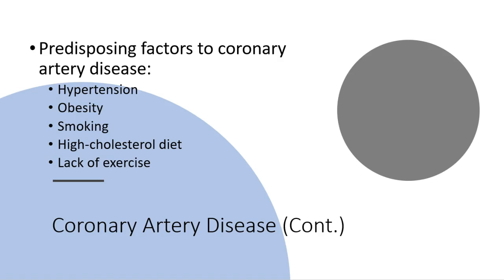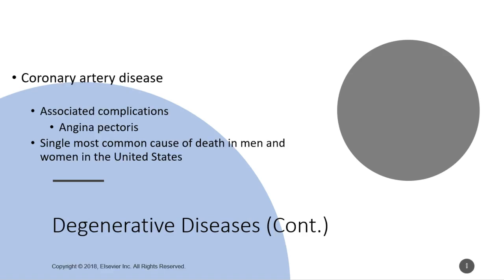The most common cause is atherosclerosis, which is fatty deposit material on the inner lumen. It results in oxygen deprivation of the myocardium and ischemic heart disease. It can be caused from hypertension, obesity, smoking, high cholesterol diet, and lack of exercise. And it's associated with angina, so pain in the chest. It's the single most common cause of death in men and women in the United States.